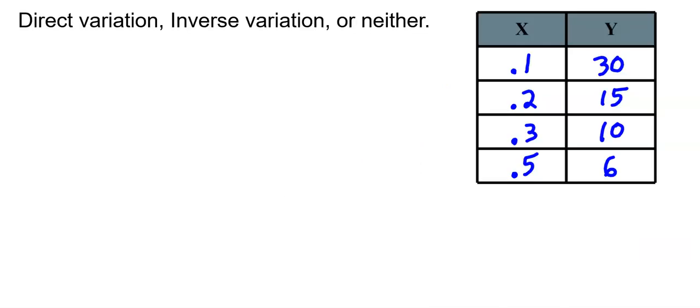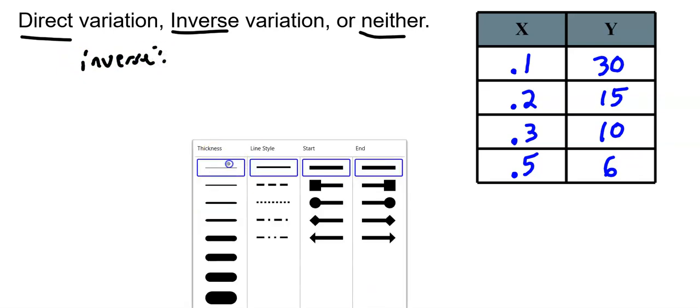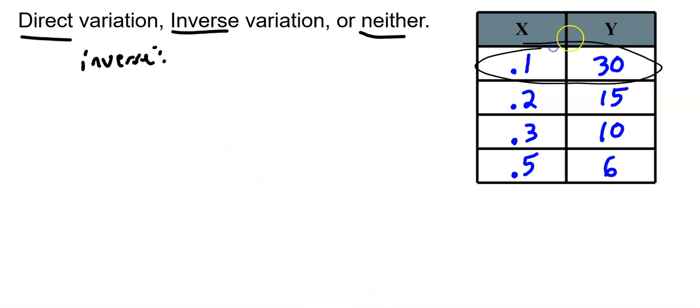Okay, these are a little tougher, so you want to figure out, is it direct, is it inverse, or is it neither one? Because that's actually a possibility. So if you look at x, it looks to be increasing. It's going from 0.1 to 0.2 to 0.3 to 0.5. Y is decreasing, so I'm thinking maybe inverse, but I have to check it, right? So to check it, what you want to do is plug in. So you choose a point. I'm going to choose that first point.